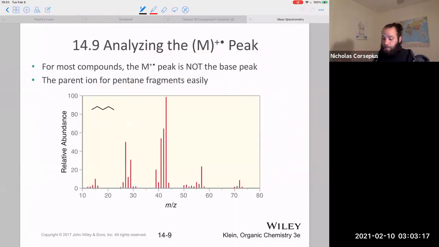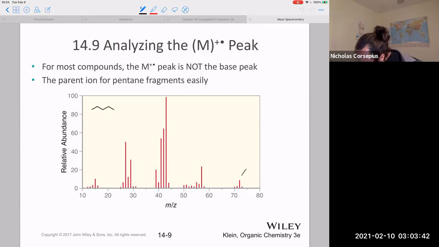When you have something larger like pentane, first of all, take a second and see if you can point out where my molecular ion peak is and where my base peak is on this spectrum. Again, you're not going to know right off the bat that pentane is going to fragment like this. You're just going to have to get comfortable looking at these spectra, but we can get some information from it.